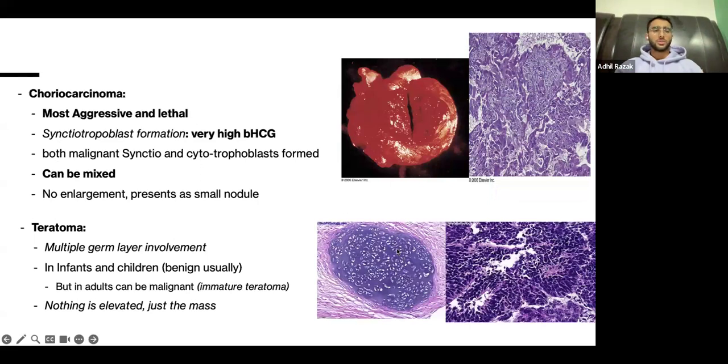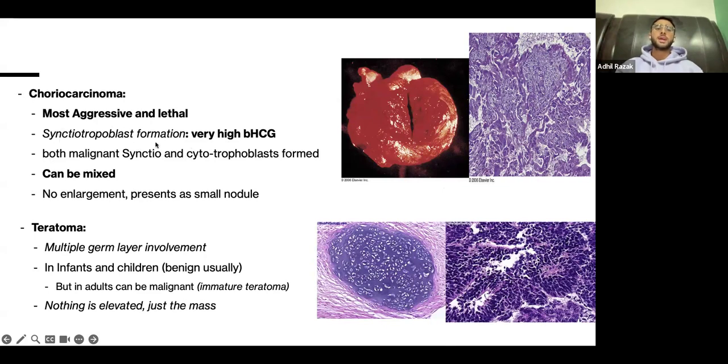Next one we have is choriocarcinoma. This one's a bad one. It's nasty. It's aggressive. It's lethal. Even the doctor put like a crazy image in here. It looks red and high contrast and messy. Even the histopathological image, it's all over the place. Like, what am I supposed to look at here? And what's characteristic about choriocarcinoma?